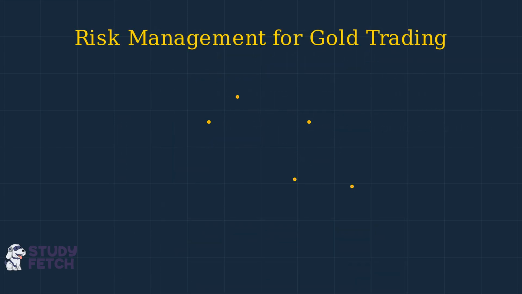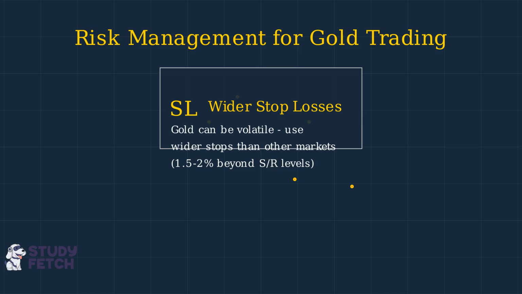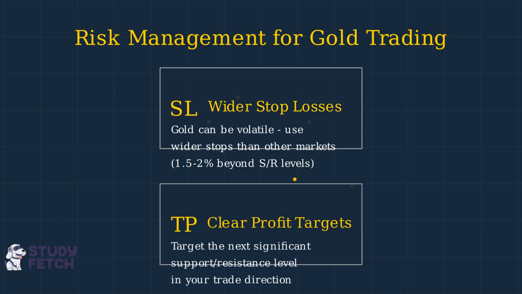When trading gold using these strategies, proper risk management is essential. Gold markets can be more volatile than other assets. Use wider stop losses than you might in other markets, typically 1.5 to 2% beyond support or resistance levels. Set clear profit targets at the next significant support or resistance level in the direction of your trade.